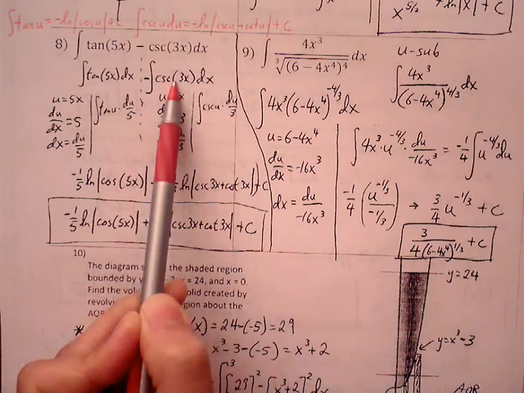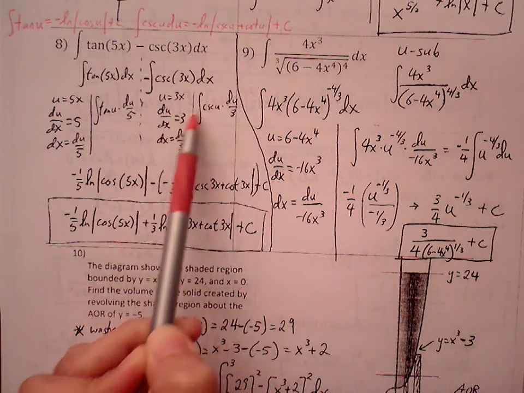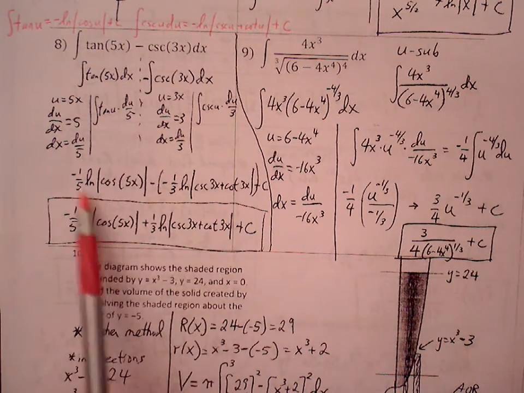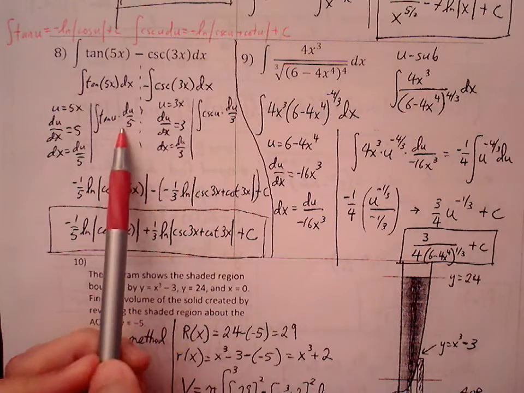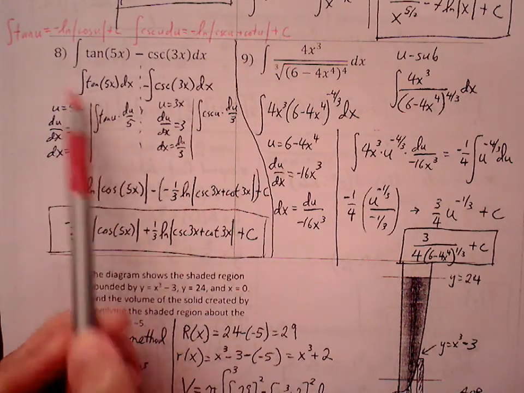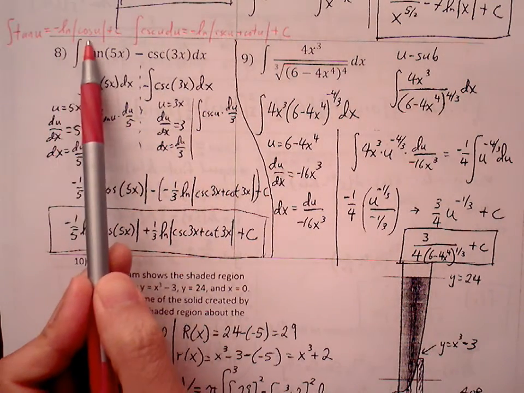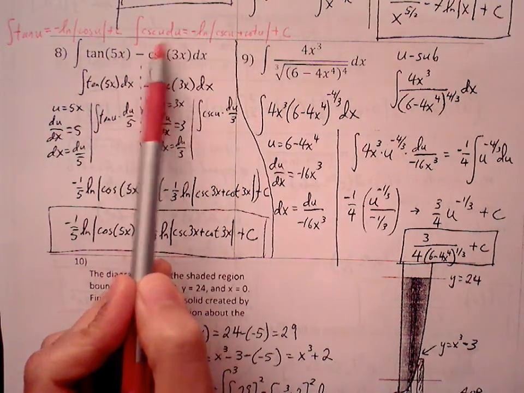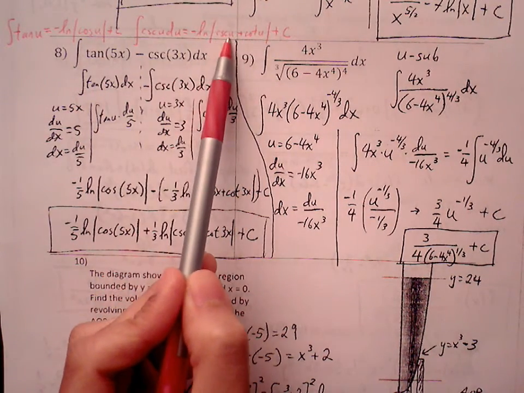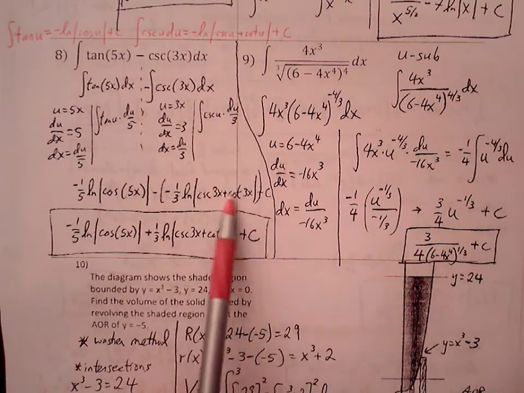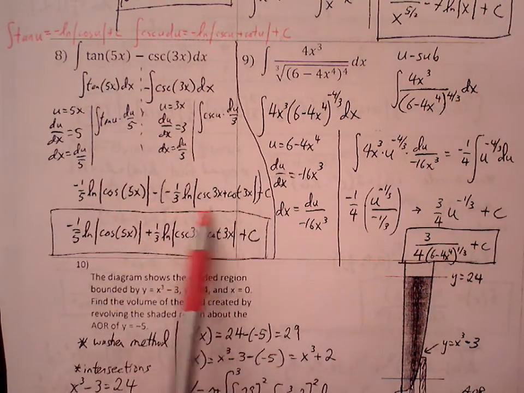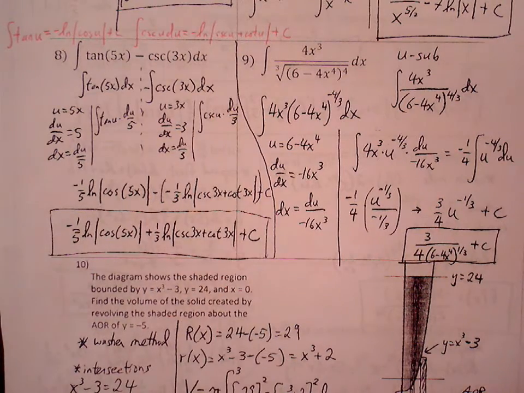And then for cosecant, our u value is 3x. We find our derivative. We have du over 3. We push those coefficients out in front, and we have specific rules for tangent of u and for cosecant of u. For tangent of u is negative natural log of cosine of u plus c. For cosecant, our rule is negative natural log of absolute value of cosecant u plus cotangent u. We place the u back in terms of x, and we have our answer.